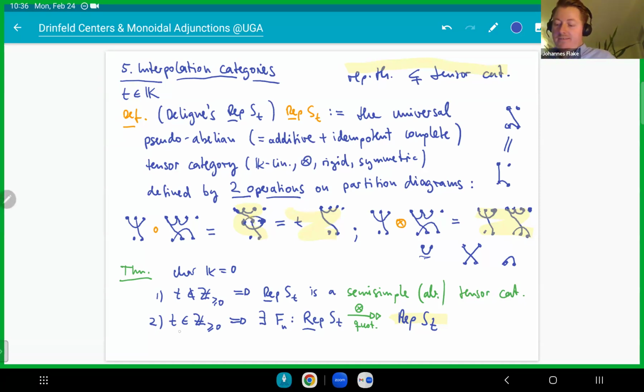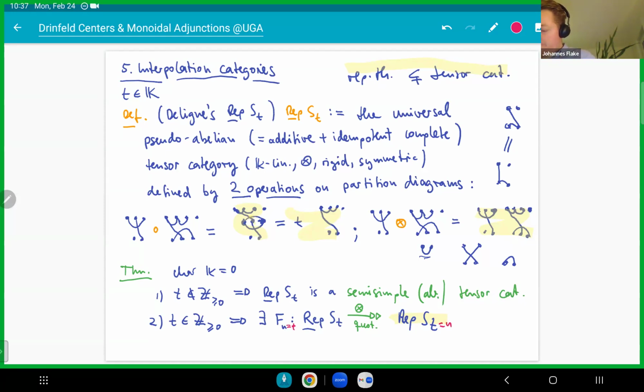But then also, I didn't tell you what happens if this number specializes to an integer, or a non-negative integer. Then it turns out that there is a specialization functor, which is a tensor quotient functor. So this is a full, essentially surjective monoidal functor from this category Rep St, but now t is the same as n, maybe. I should have said this here. So t equals n, or n equals t, maybe.